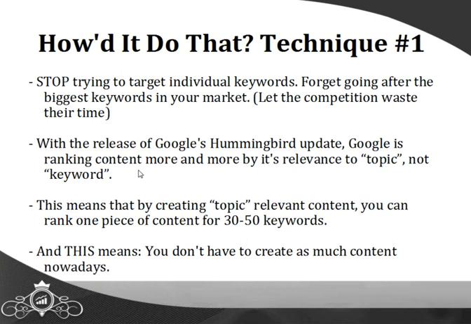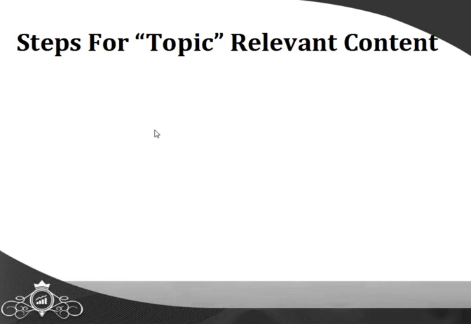And that's extremely important. If it were possible that you could do a lesser amount of work and get more traffic and make more money for it, everyone should want to know about that. Everyone should want to know how that's possible. So let's talk about how it is possible. How do you create this kind of content that can rank for 30 to 50 keywords?